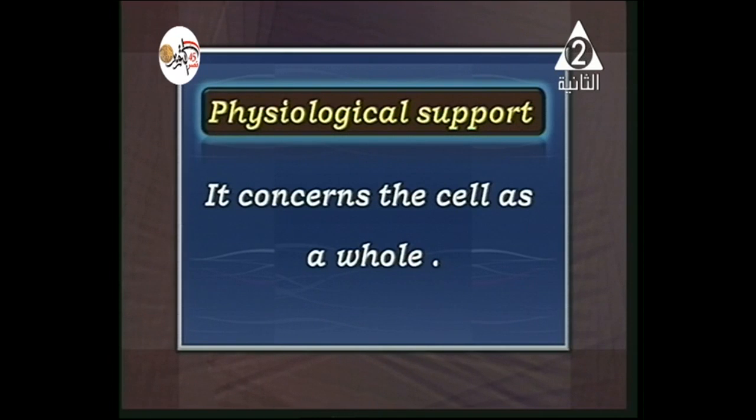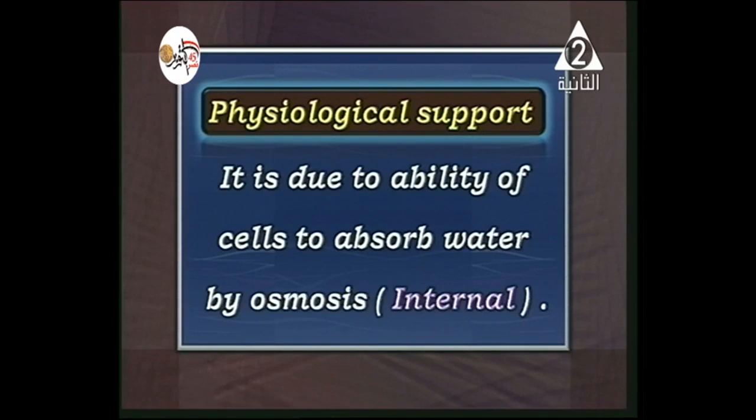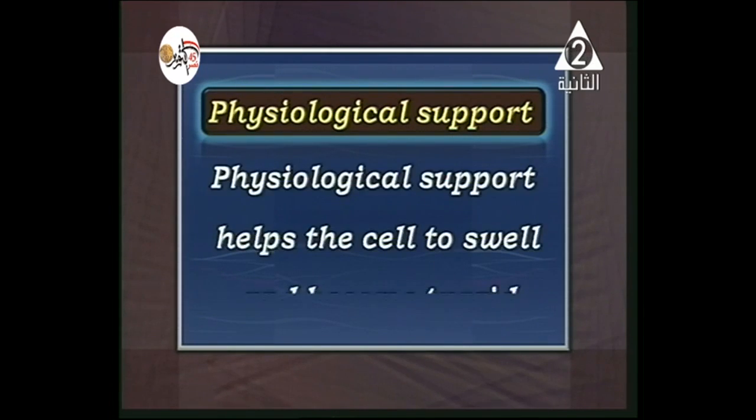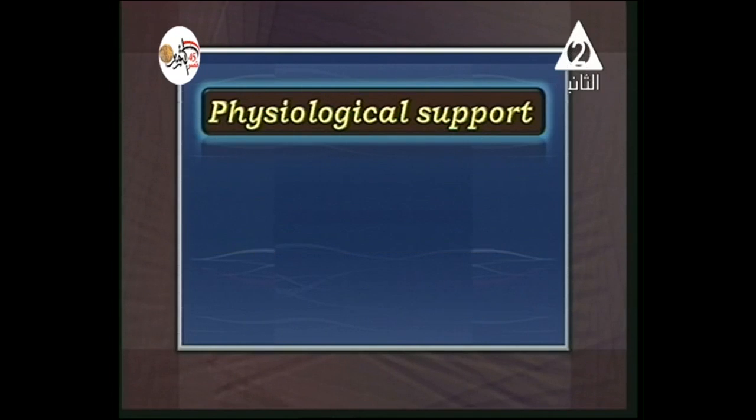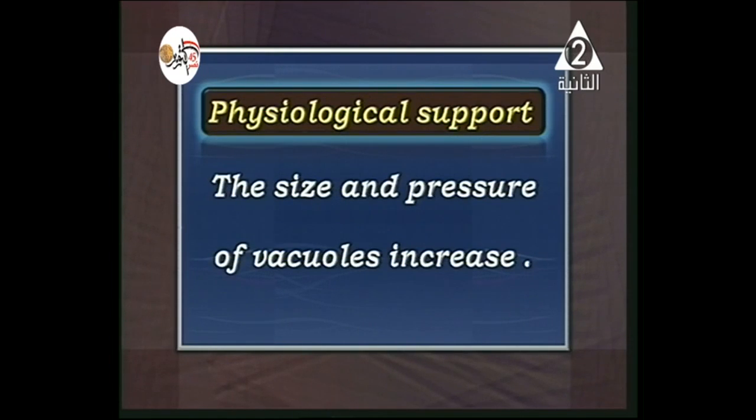What else about the physiological support? Due to the ability of cells to absorb water by osmosis, the physiological support helps the cell to swell and become turgid. Become turgid, it means what? It means to absorb a suitable amount of water. As a result of absorbing a suitable amount of water, the size and pressure of the vacuoles increase. I mean the sap vacuoles inside the plant cell.